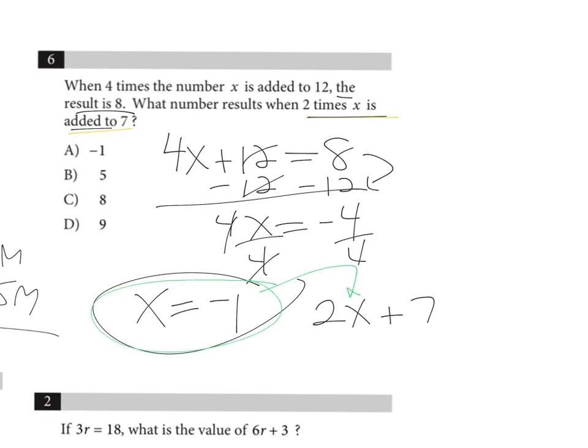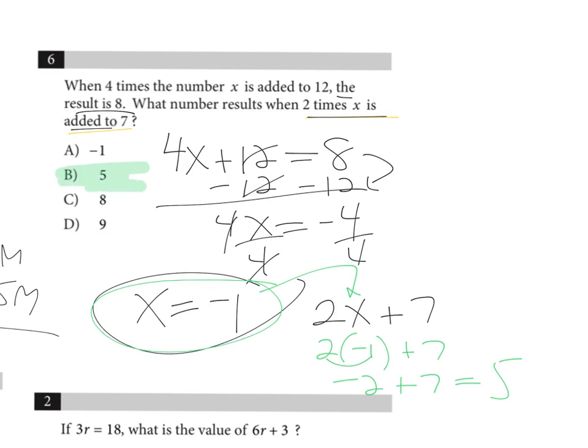The question doesn't want to know what x is. The question wants to know what 2x plus 7 is. So here we're going to go 2 times x, 2 times negative 1 plus 7, or negative 2 plus 7, or 5, or answer choice B.